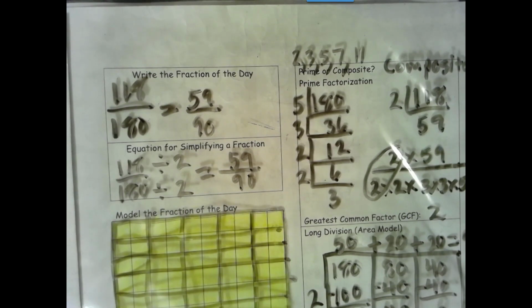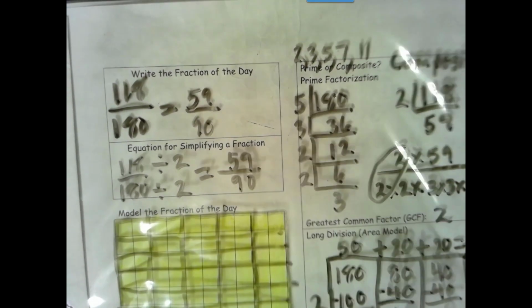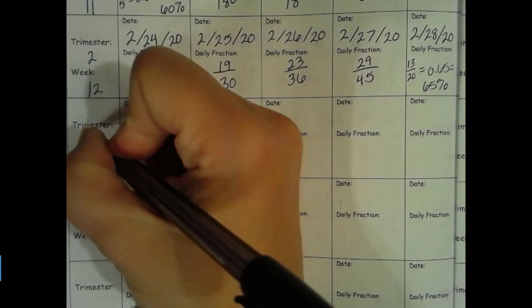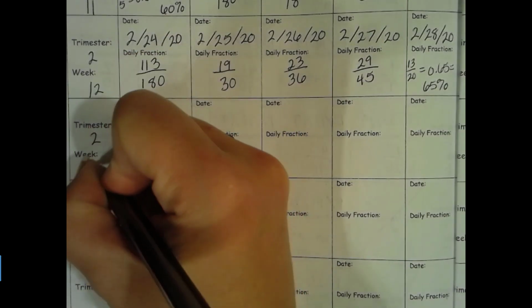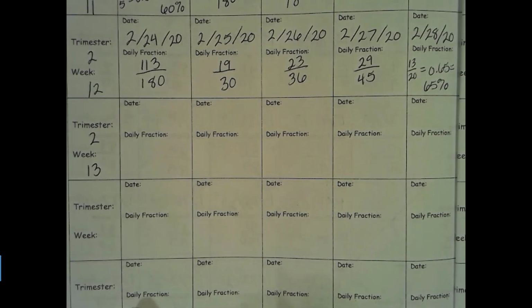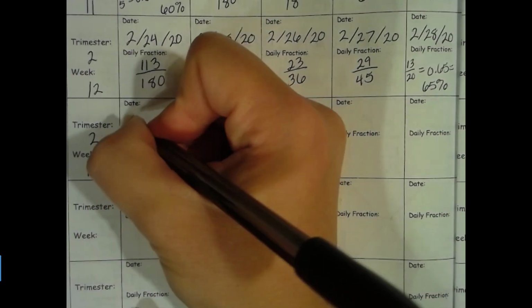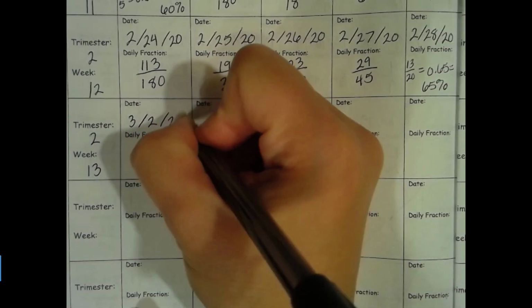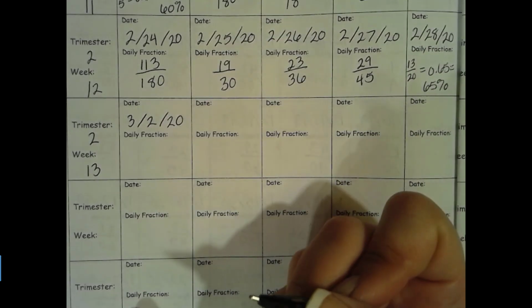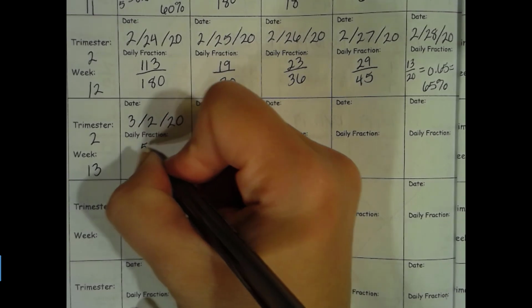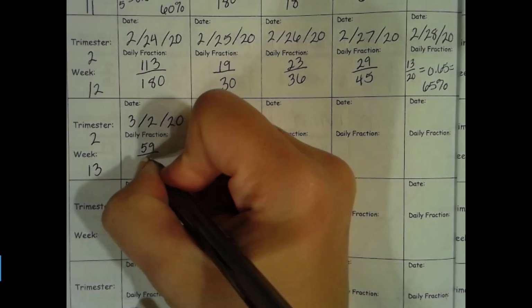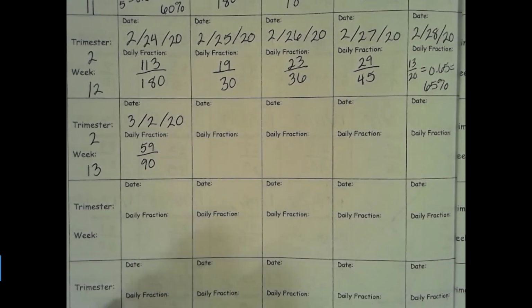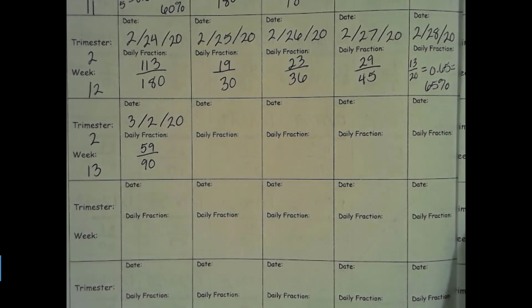All right, let's go ahead and fill in our data collection page. Okay, we are in trimester 2 still, week 13, the last week of the trimester. Today is 3/2/2020. And our fraction for today is 59/90. We did groups of 2, so let's go ahead and get out our number line.